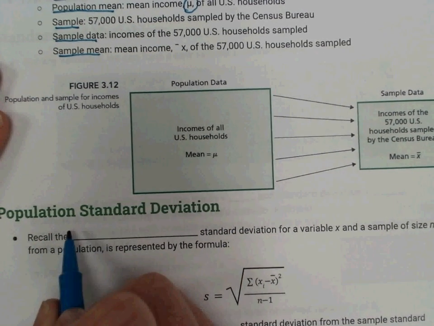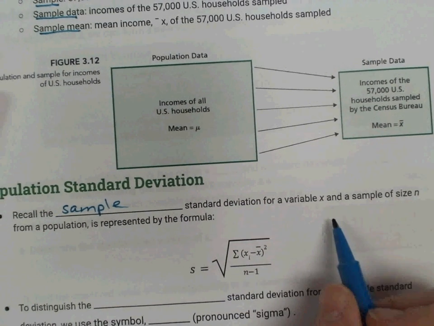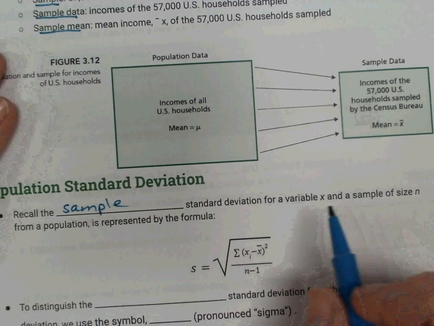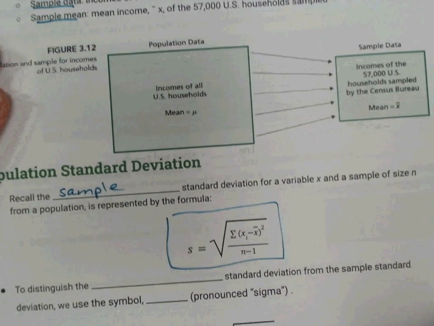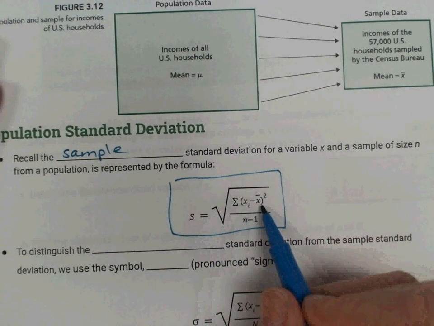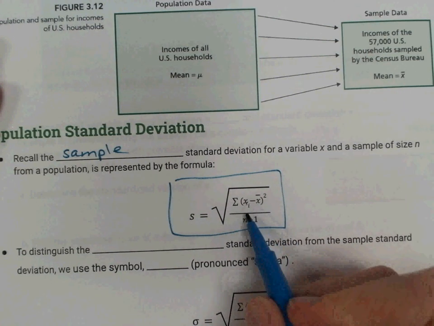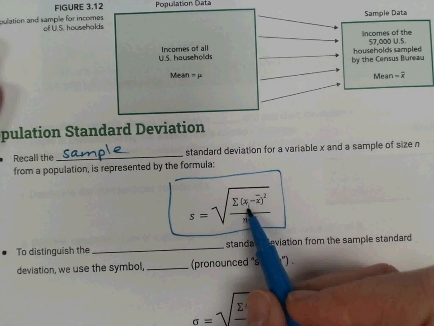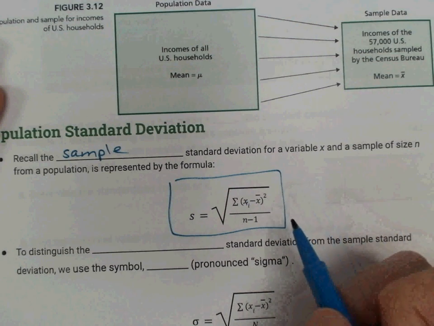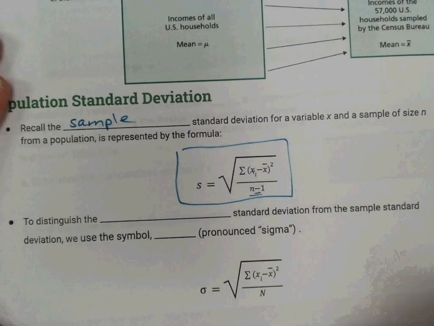So we have, again, a review. So we have the sample standard deviation for variable x and a sample size of n from a population represented by the given formula. So s, lowercase letter s, is equal to the square root of the sum of all the differences squared, when you take the observation minus the sample mean and then square it, and then divide that by n minus 1.